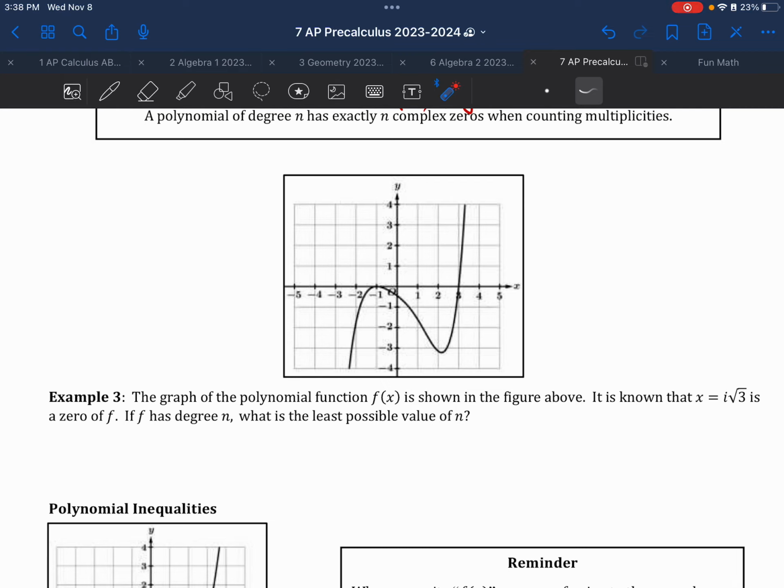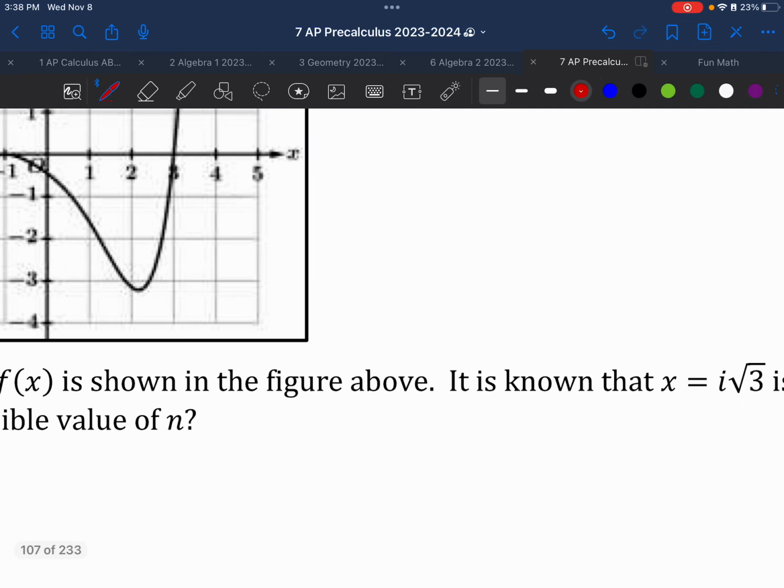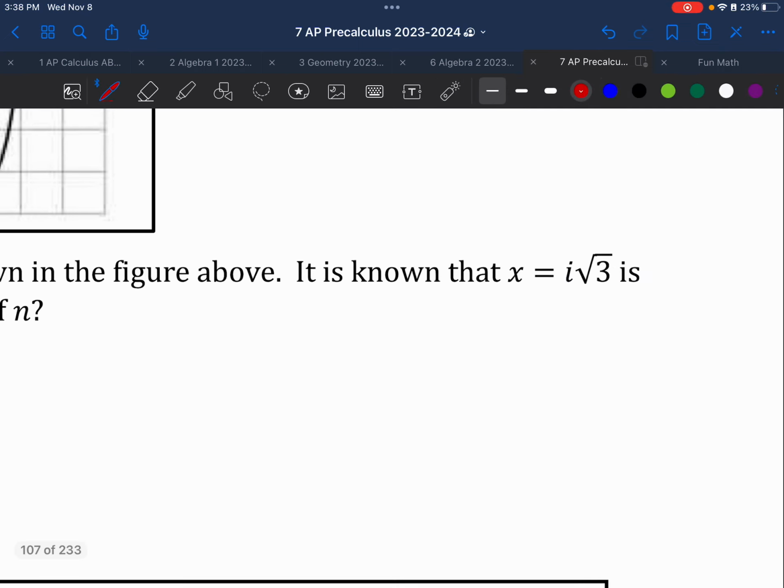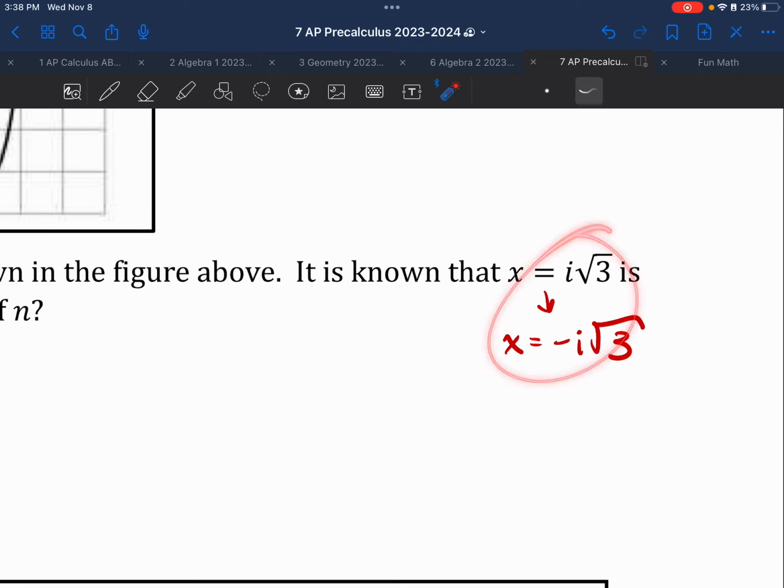All right, so we know we have 1 imaginary root, which means we have to have a second imaginary root. Since they always come in pairs, we also have to have x equals negative i root 3. So already we are up to 2 roots, which means we're at least something with an x to the power of 2, if not higher.